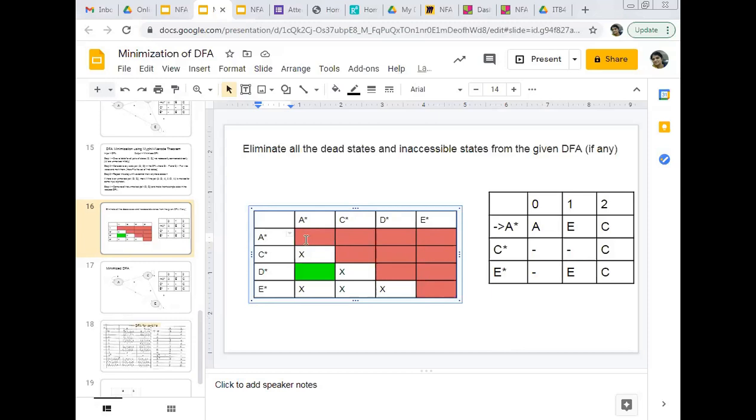A on A, C on C, D on D, E on E are not considered. That is, a state on itself is not considered. So this one and this one we are making red. Why are the others being made red? A on C is the same as C on A. So we have C on A here, so A on C is red. Then A on D, we have D on A, so we'll make A on D red.